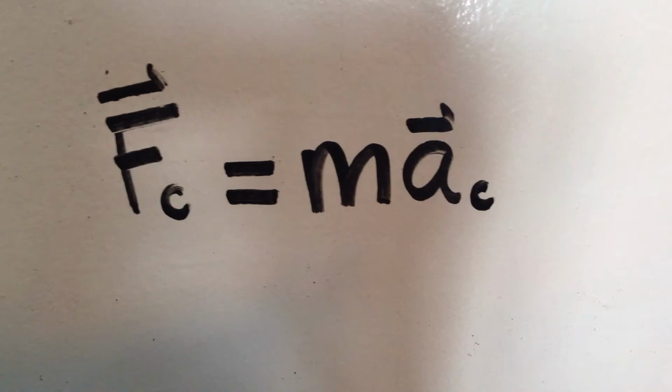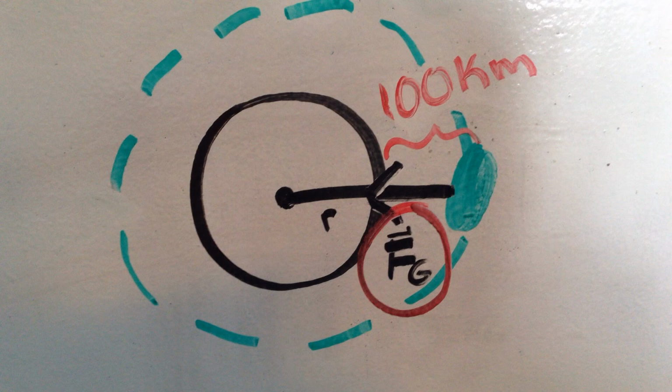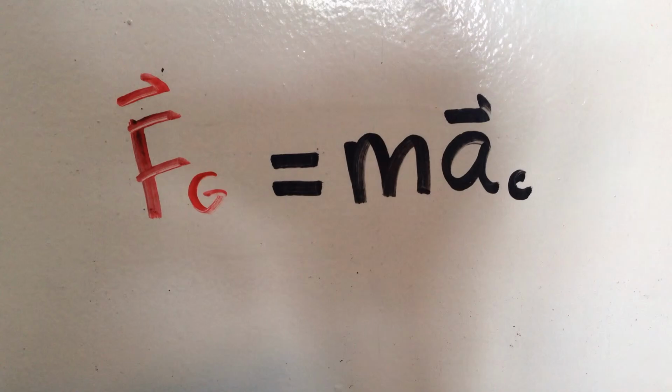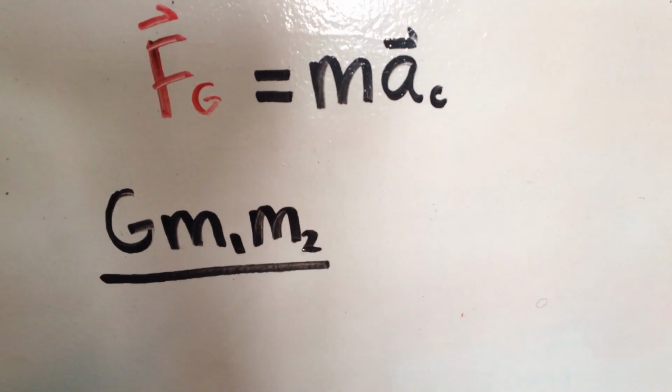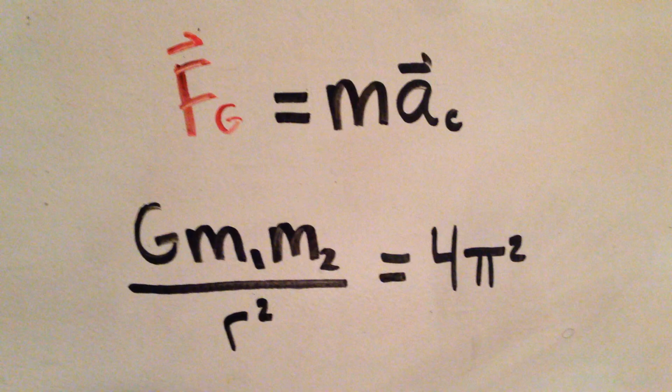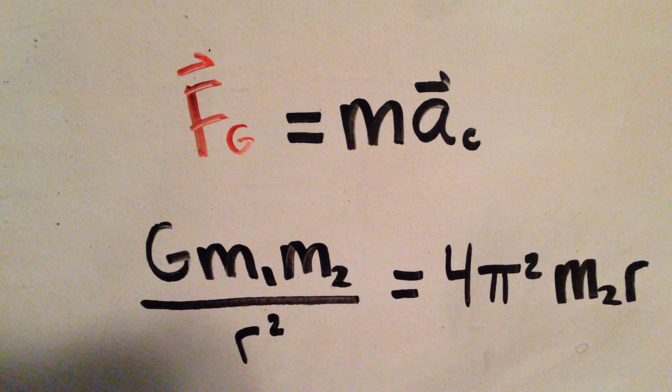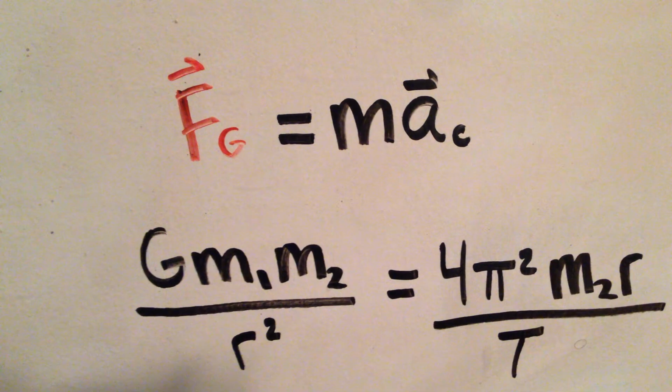For these problems, we always start with Fc equals mac. The only force acting upon the lander is F big G, so Fc is equal to F big G. F big G is equal to G m1 m2 over r squared, and mac is equal to 4 pi squared m2 r over t squared.